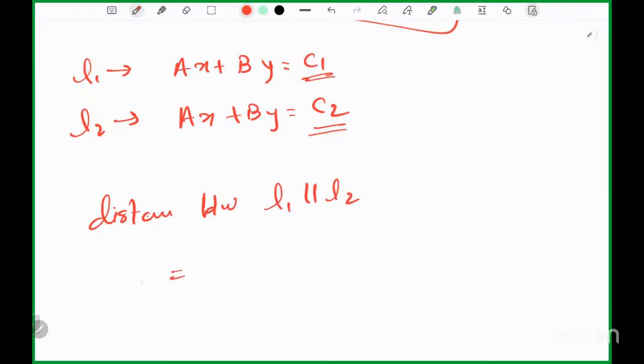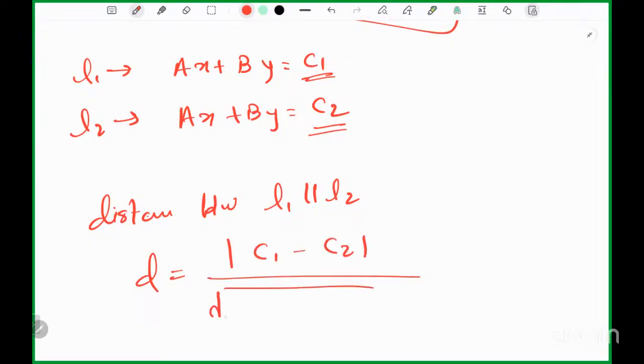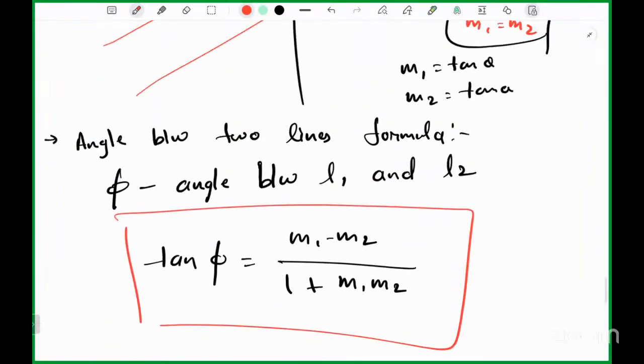So for this particular distance also we have a formula, which is modulus of c1 minus c2 upon under the root of a square plus b square. Okay, so this is the last formula for this. It computes the distance between any two parallel lines.